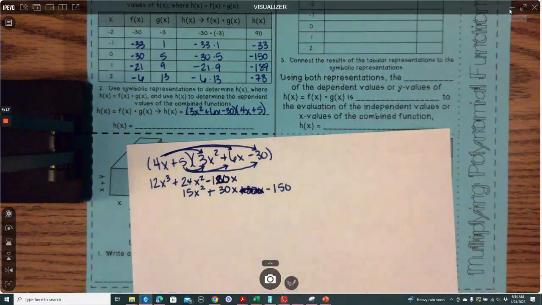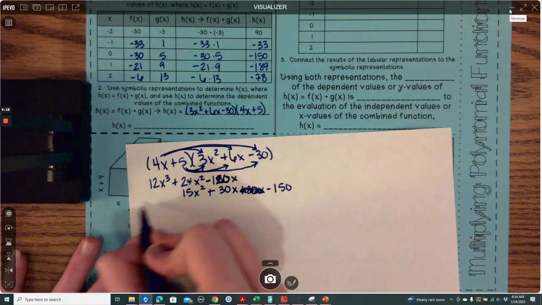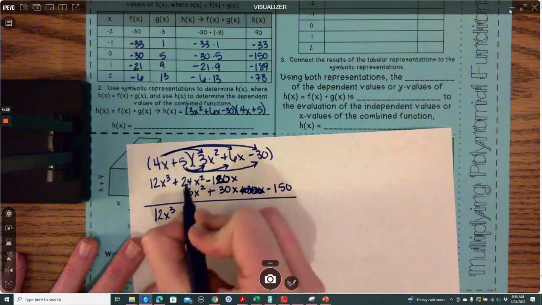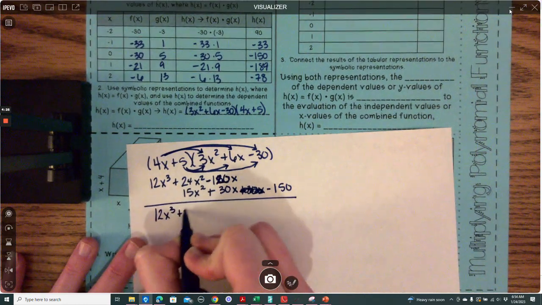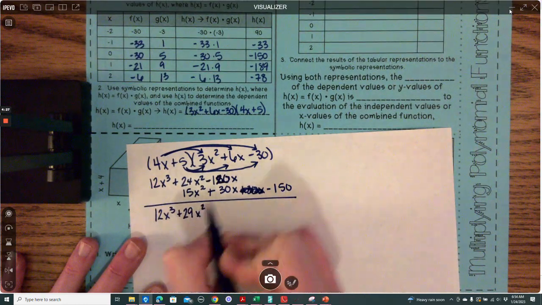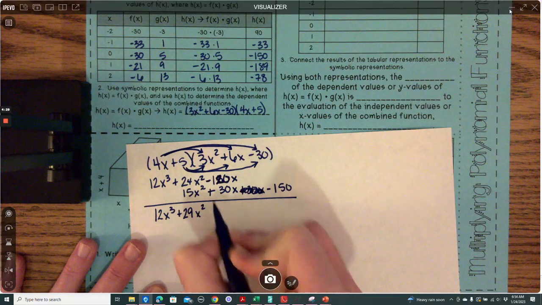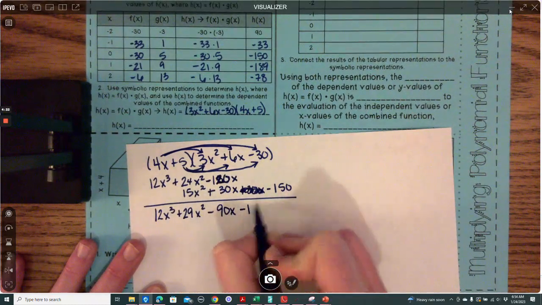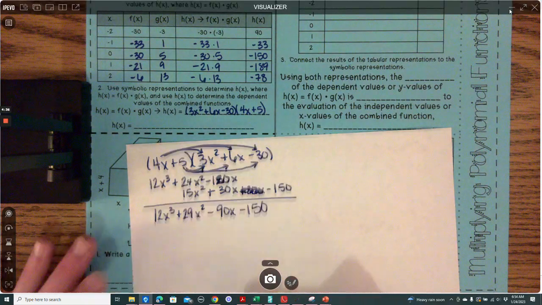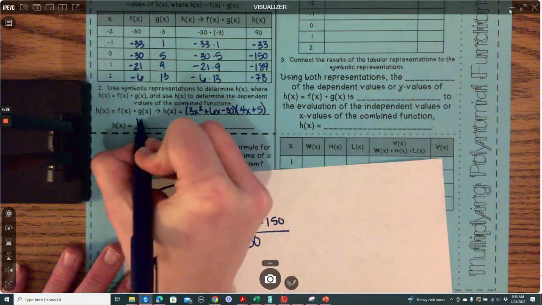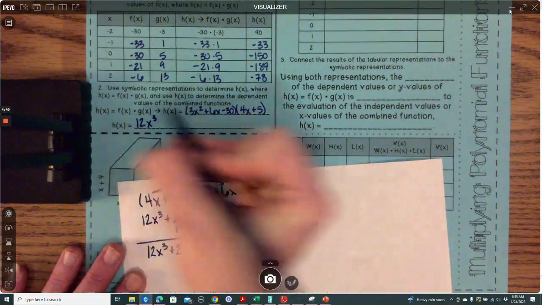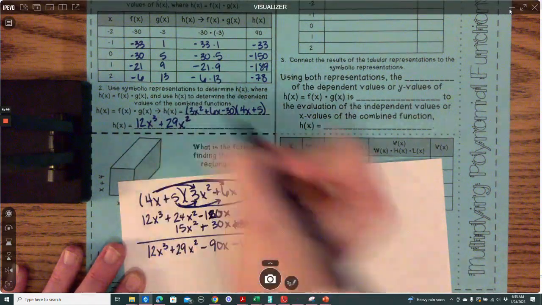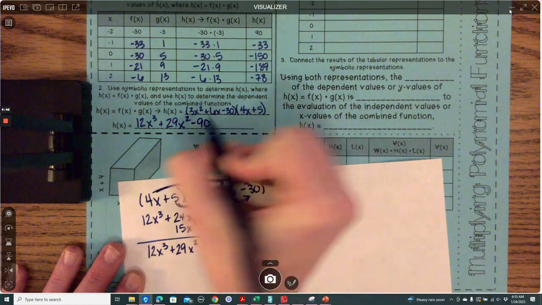But when I do it this way and I stack up, it makes it a lot easier to combine like terms. So there's no other x cubes. 24 plus 15 is 29, x squared. Negative 120 plus 30 is negative 90, keep the x, and then minus 150. So that is, when we multiply those two functions together, the symbolic or the algebraic representation of the new function.